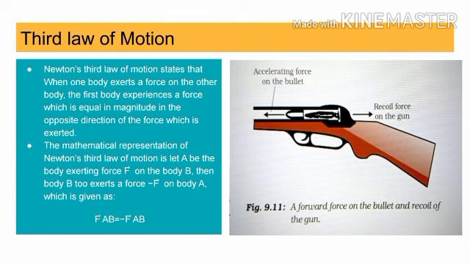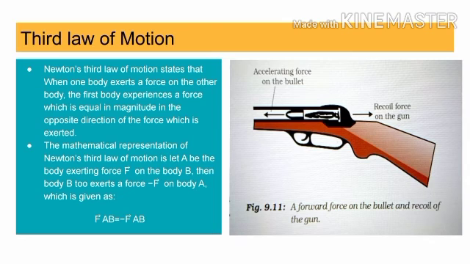Third law of motion. Newton's third law of motion states that when one body exerts a force on another body, the first body experiences a force which is equal in magnitude and opposite in direction to the force which is exerted. The mathematical representation of Newton's third law of motion is: let A be the body exerting force F on the body B, then body B exerts a force minus F on body A, which is given as force exerted on B by A is equal to minus force exerted on A by B.